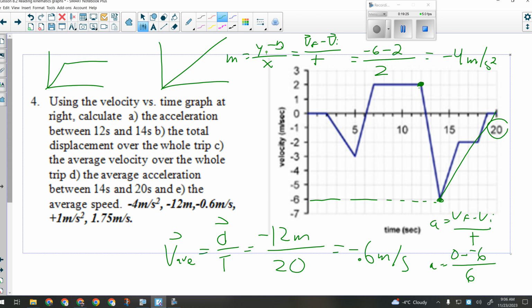Velocity-time graphs tend to be the trickier one because we do more with them. Position versus time graphs are pretty straightforward. There's not much other than velocity and displacement to do with those. Okay?